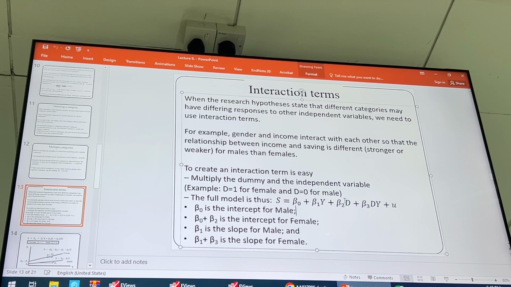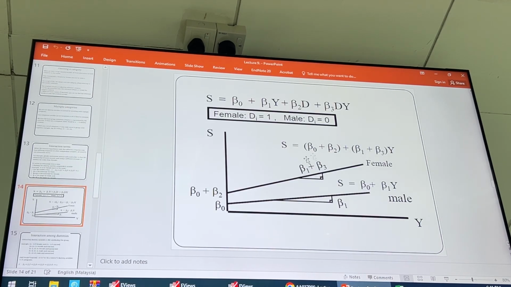So for intercept, beta 0 plus beta 2 is our intercept for female. And then the slope is given by beta 1 plus beta 3, because we have beta 1y and beta 3y, so we can combine both. We have beta 1 plus beta 3 for the slope. So it is given by this.